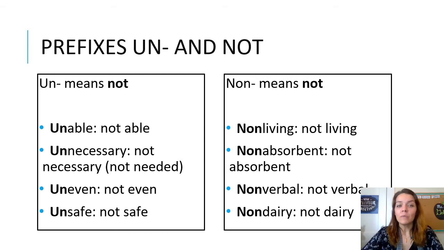This means words like unable mean not able, nonliving, not living, unnecessary, not necessary, nonabsorbent, not absorbent, uneven, not even, nonverbal, not verbal. It changes the meaning of the root word to mean not that root word.